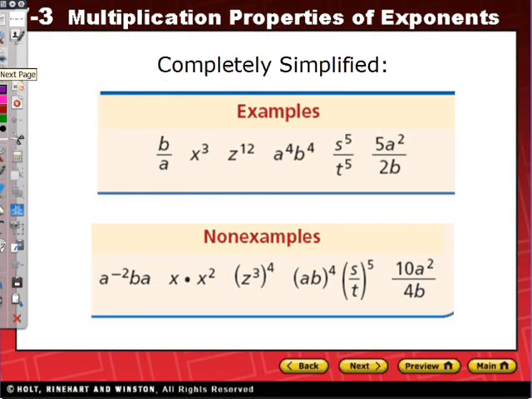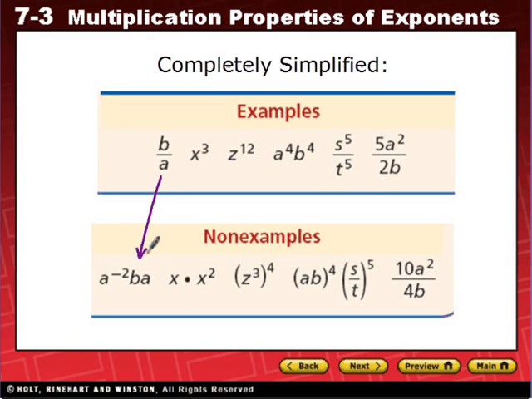For the examples and non-examples there at the bottom, you can fill in some or all of these, at least 3 I would say. Examples being things that are completely simplified. So b over a is completely simplified. This kind of matches up. They tried to kind of show you an unsimplified version and a simplified version. So a to the negative second times b times a isn't simplified because we have too many a's that need to be combined. X to the third, that would be simplified. X times x squared, we got to put them all together. Z to the 12th is simplified. That's what you get if you have z to the third raised to the 4th power. And if you don't remember that nifty little trick, I bet you might be figuring it out right now.